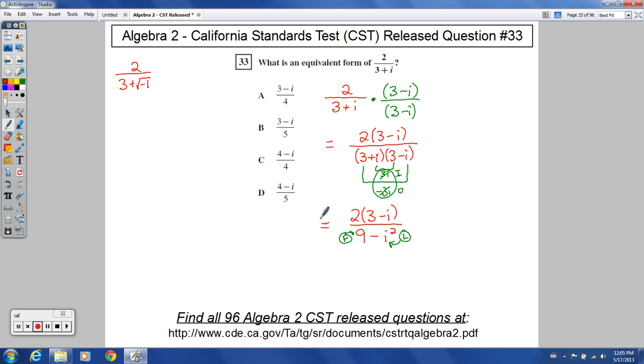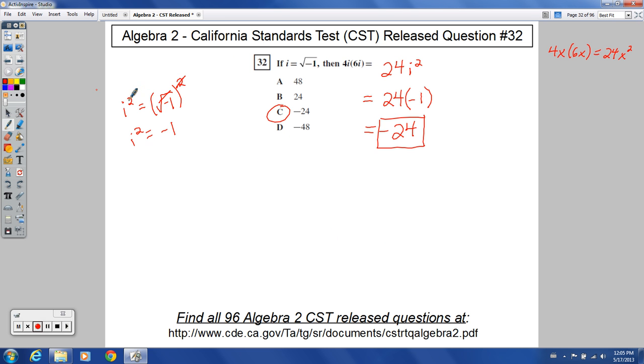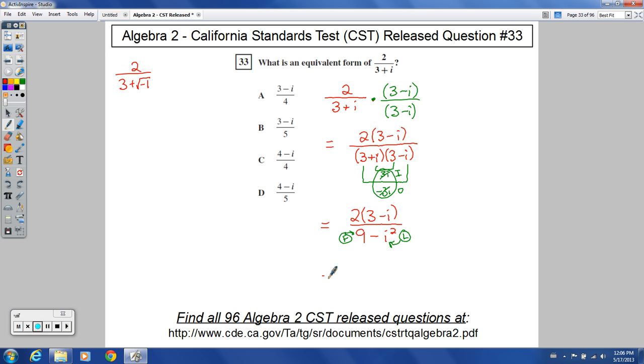And from the previous ones we've done, we know that i squared is the square root of -1 squared. The square root and square cancel. So whenever we see i squared, we can just replace it with -1 because that's what it equals. So I've got 2 over 3 times 3 minus i over 9 minus -1. Careful that you put the -1 here, since i squared itself equals -1. We have to replace this with -1.